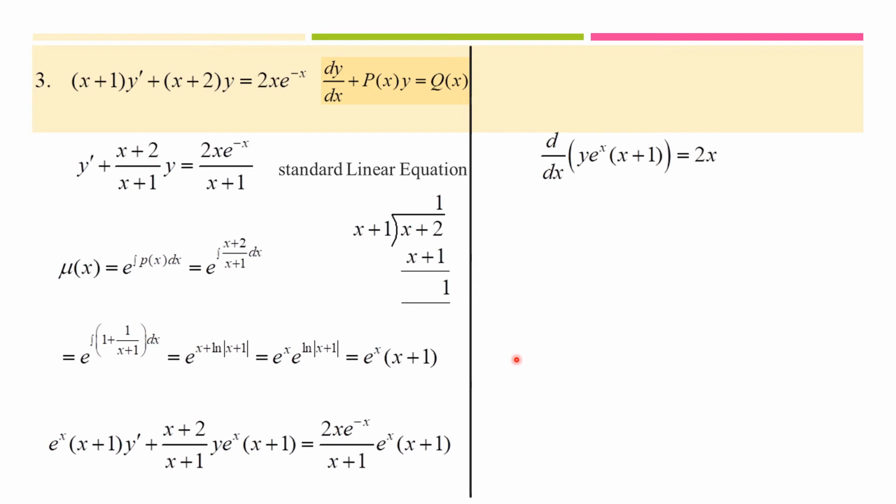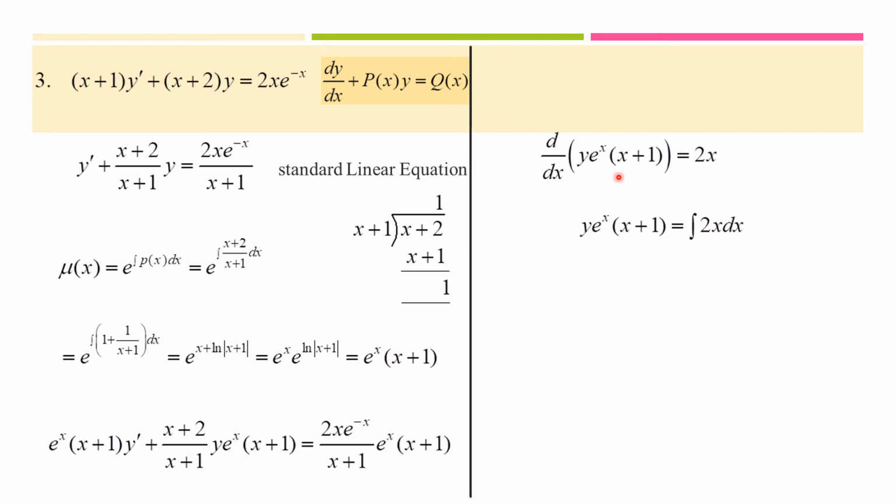And on the right hand side, when we simplify, we can cancel the factor x plus 1. We can also cancel the exponential function. So what is left on the right hand side is just the function 2x. To eliminate the derivative on the left hand side, we integrate the derivative with respect to x so that we get back the given function.